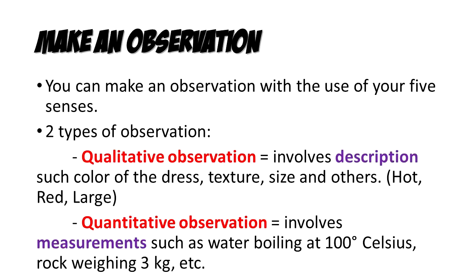They are the examples of qualitative observation. And what about quantitative observation? It involves measurements such as water boiling at 100 degrees Celsius, rock weighing 3 kilograms, etc. So, meron nang numbers. Now, kapag sinabi natin qualitative, about words, about description, and then quantitative, it involves numbers and then measurement, no? So, yun lang naman yung dalawang types ng observation.